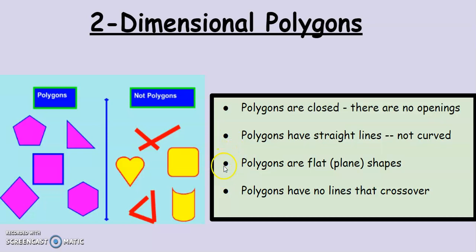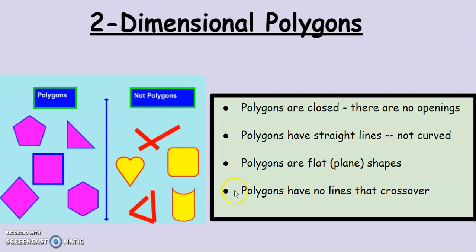Polygons are also flat, or what we call plane shapes. That means they lie flat on the surface, flat on your desk, flat on the ground. On our polygon side, you can see all of those look very flat. On our not polygon side, I'll draw your attention to this shape. Do you see how it almost looks like you could slide something under that, almost like there's air under there? That means it is not flat, so it could not be a polygon.